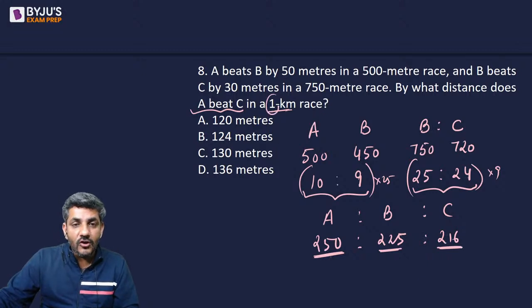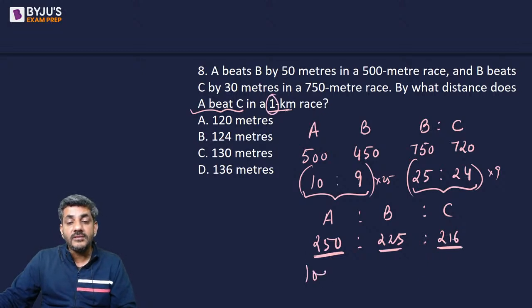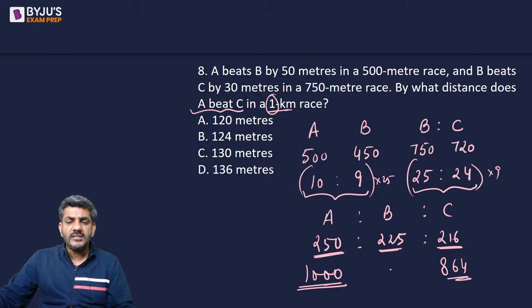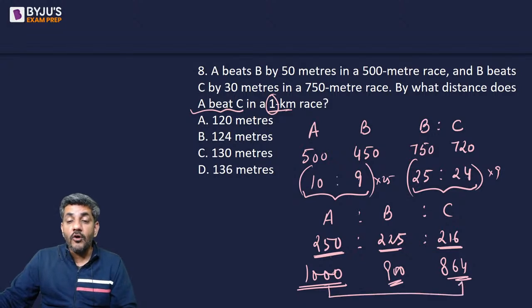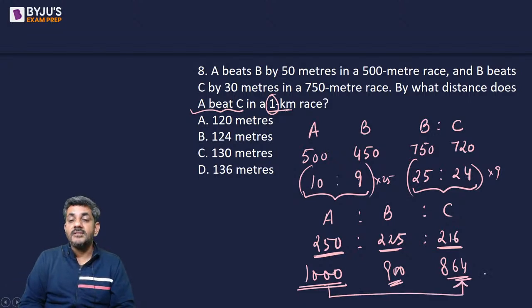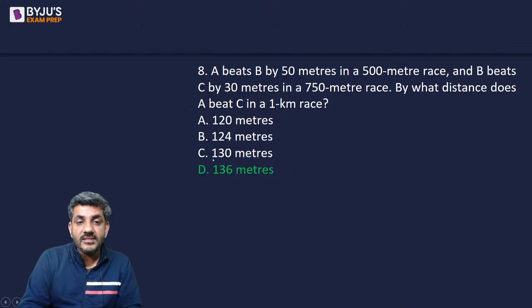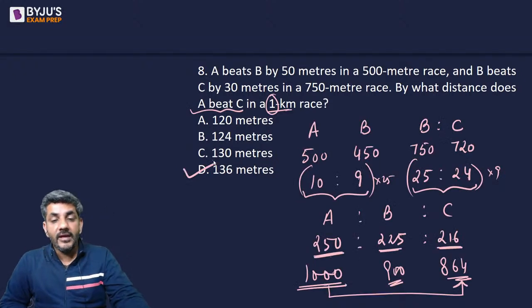So if it's a kilometer race, kilometer means 1000 meters. So when A covers 1000, that is 4 times of it, C would be covering 4 times of it, which is 864. How much is B covering? That's irrelevant though, right? We can say 900, but it's not important. So by how many meters will A beat C? It is 1000 minus 864. So 136 meters is the distance by which A will beat C.